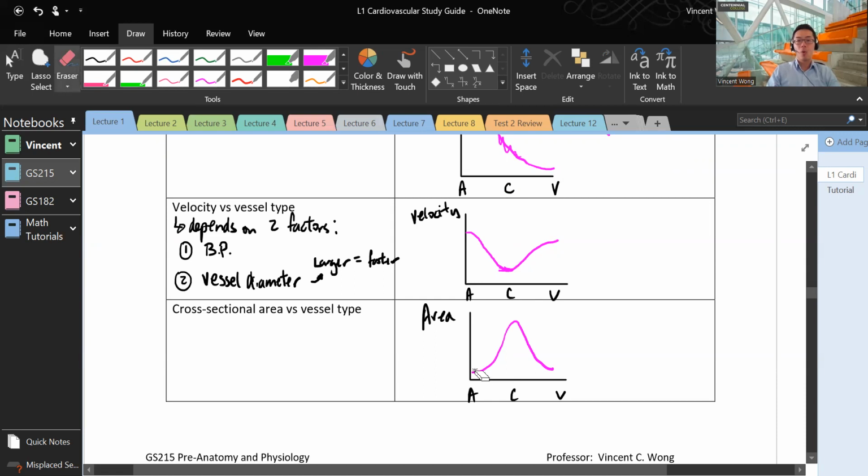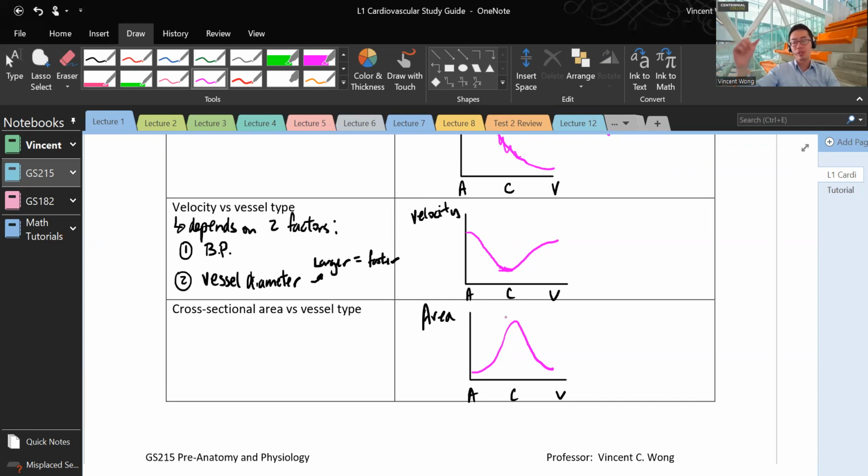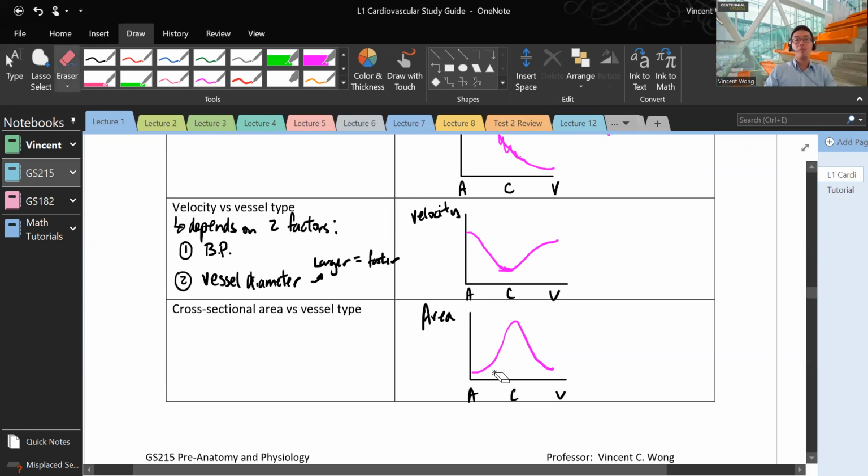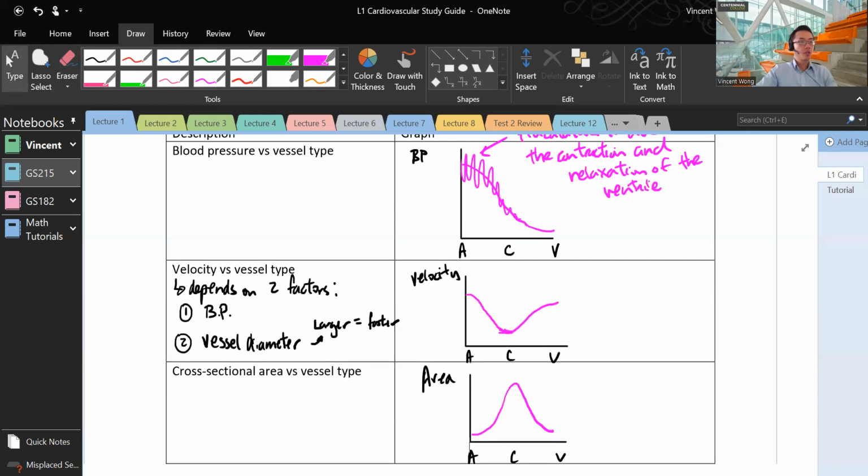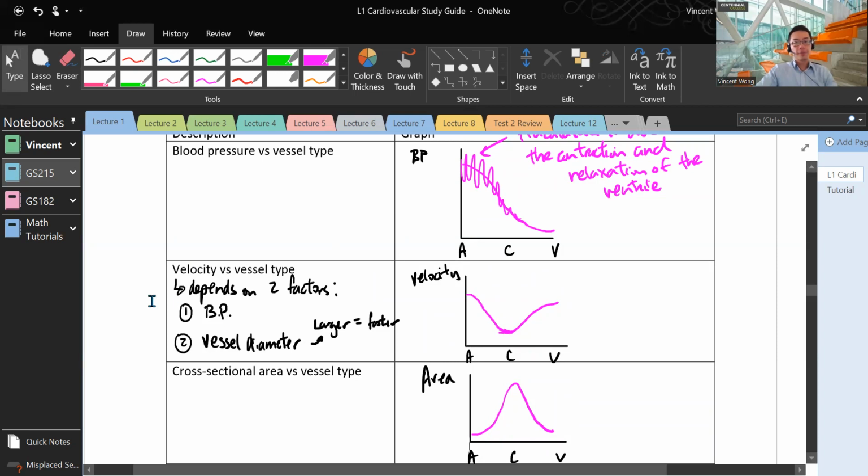It's like having one $100 bill versus having 20 $20 bills. Even though the value of each one is small, if you have a lot of them, it's going to be worth more than one big bill. So you can kind of think of it that way. Are you guys okay with these graphs? Any questions? Okay.